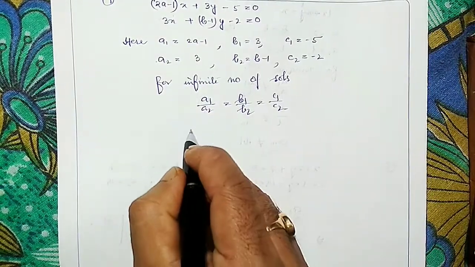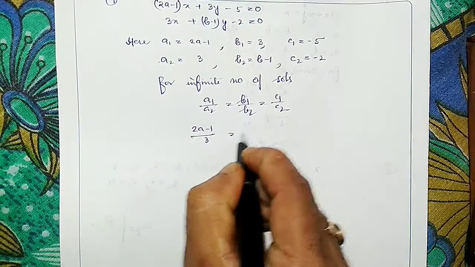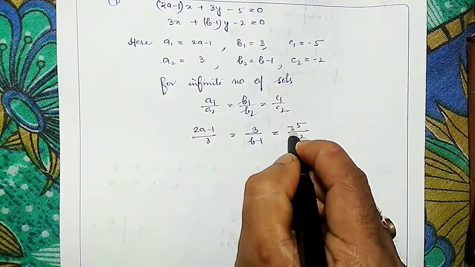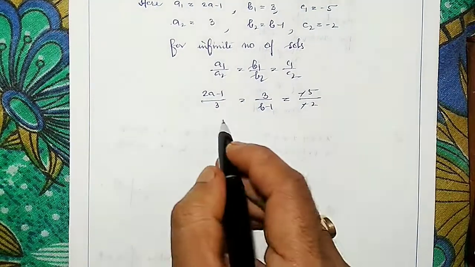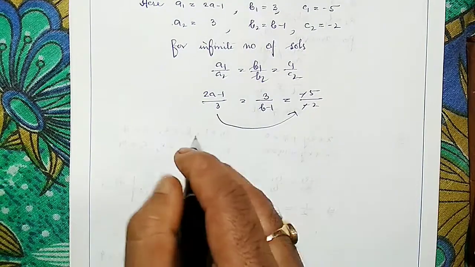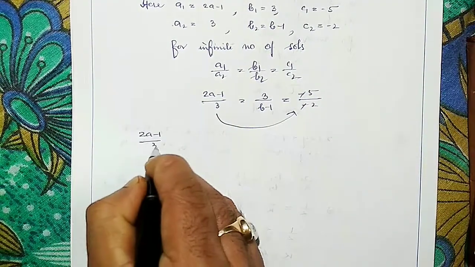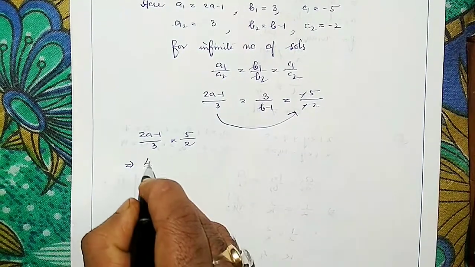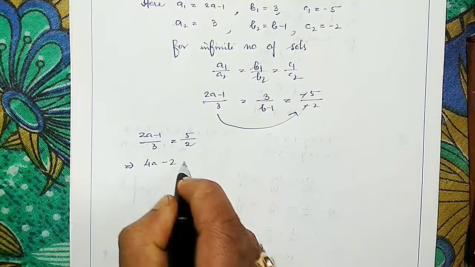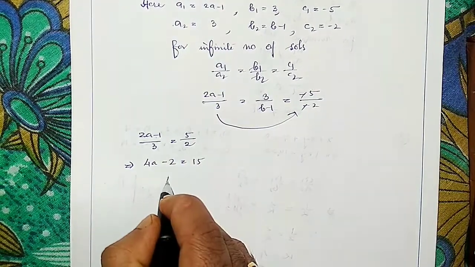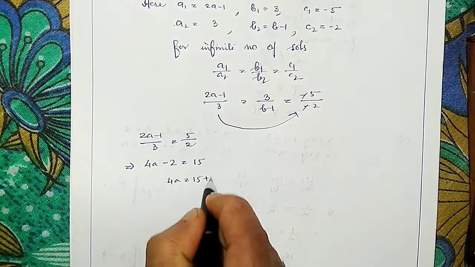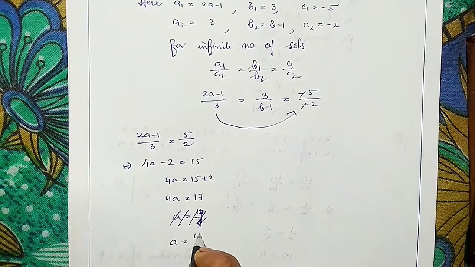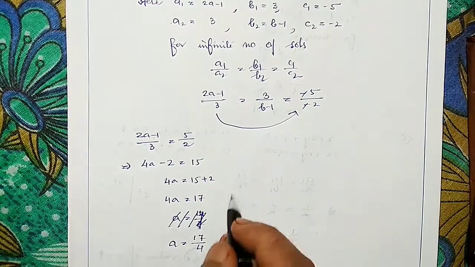Now, twice a minus 1 by 3 equals to 3 by b minus 1 equals to minus 5 by minus 2. Minus minus can be cancelled. Now, if I pair the first one and the last one, I am going to get twice a minus 1 by 3 equals to 5 by 2. If I cross multiply, 2 into 2a is 4a, minus 2 into 1 is 2, equal to 3 into 5 is 15. So 4a equals to 15 plus 2. So 4a equals to 17. a equals to 17 divided by 4. We got the value of a from the first and last.